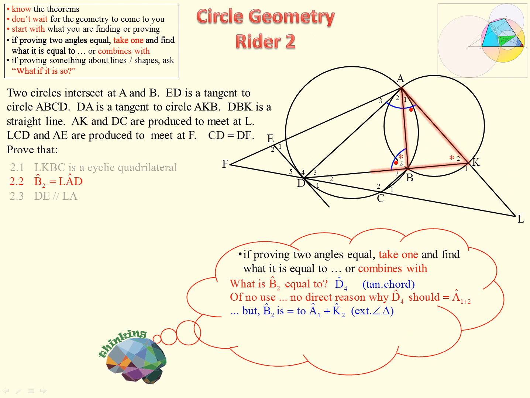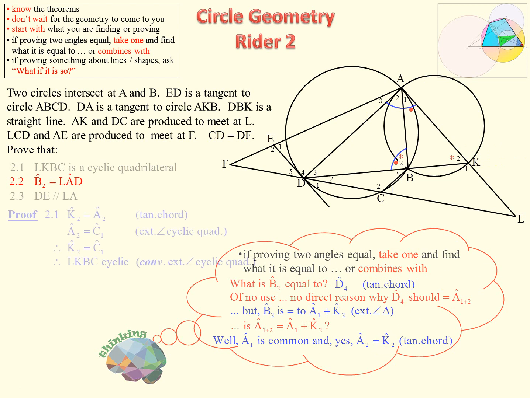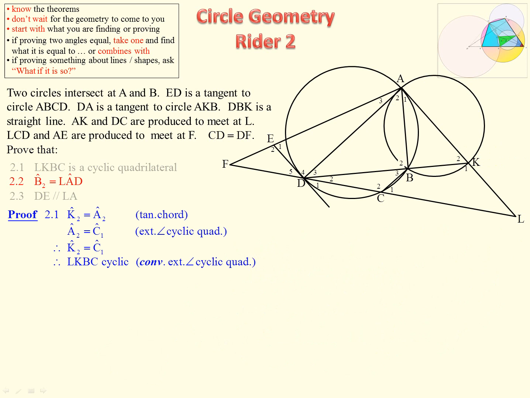And if you have a look at that, that's quite useful because this angle here already has a dot. All we need is for that one to be a star, the same as that one. Is A1 and 2 equal to A1 plus K2? Well, A1 is common. Have a look. A1 is common, and A2 needs to be equal to K2, and it is by tan chord. So therefore we have the proof.